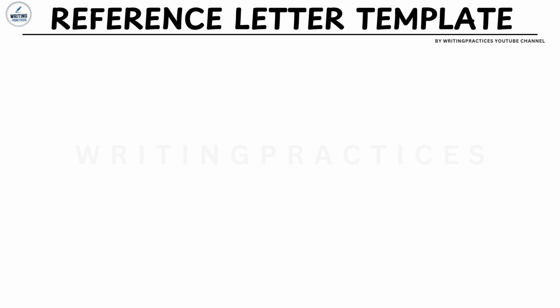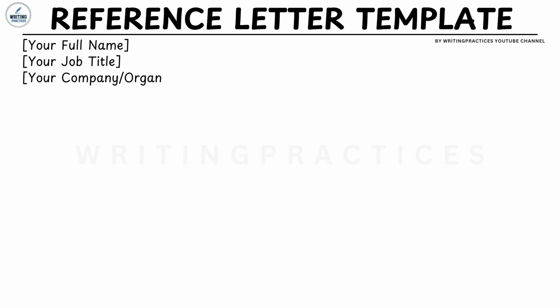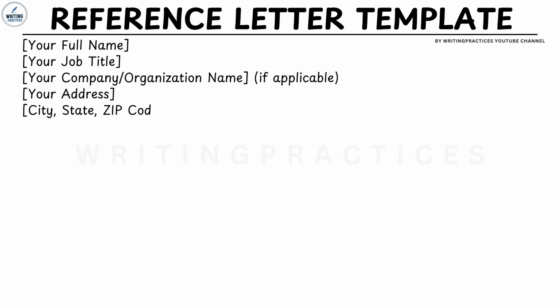Let's dive right in. Sender information. Who's writing the letter? To start the reference letter, you'll want to include your personal details. This helps the reader know who's providing the recommendation and how to get in touch with you if they need more information. Here's what you'll need: your full name, your job title, your company or organization name, if applicable, your address, city, state, ZIP code, your email address, your phone number. Including these details makes your letter look professional and allows the recipient to easily reach out to you for further questions or clarification.